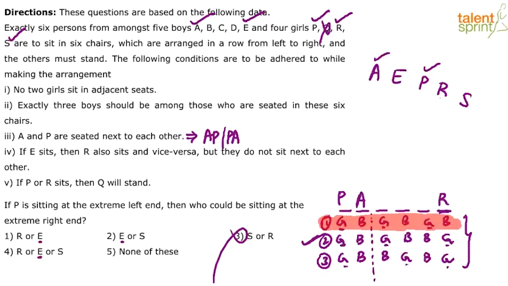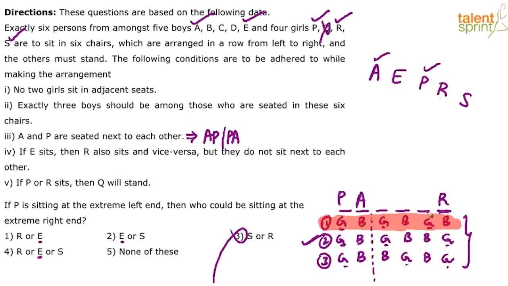Right? Case number 2. According to case number 2, the last position should be occupied by a girl. It should be a girl. Now there are 2 possibilities. Either R can come or S can come. If R comes here, what happens? If R comes here, then the condition says E cannot come here.